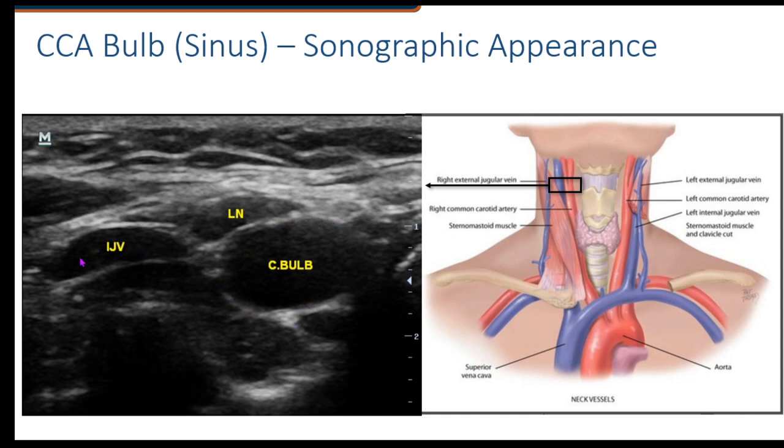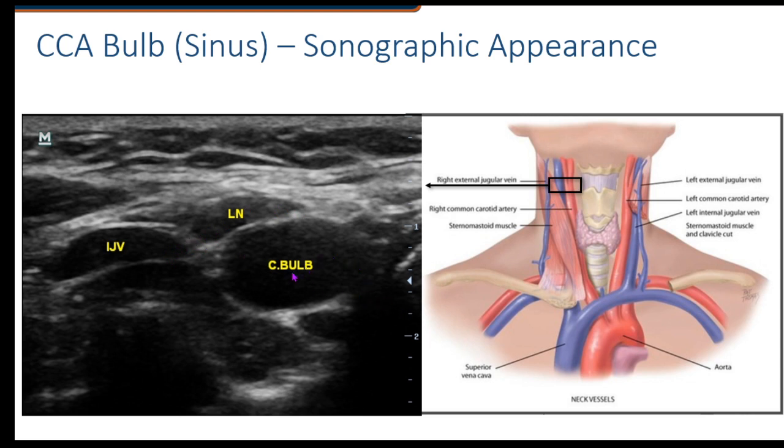The IJV is a little bit more compressed in this particular image, and that's not unusual as you're moving up the neck, or superiorly on the neck, although moving distally on the vessel. This is just a lymph node, and we're going to be talking a little more about the lymph node. If you get confused as to which one is which, you can always put color flow on and make out which one is the vessel and which one isn't.